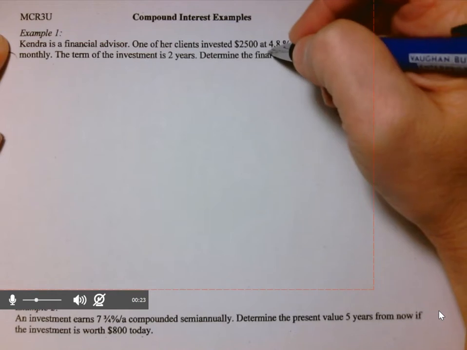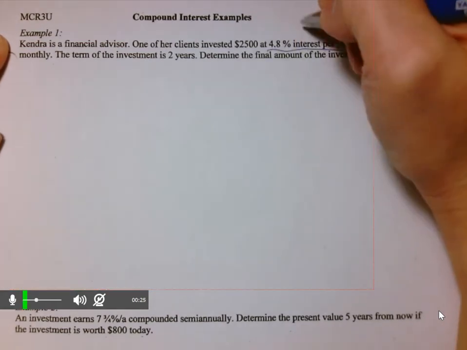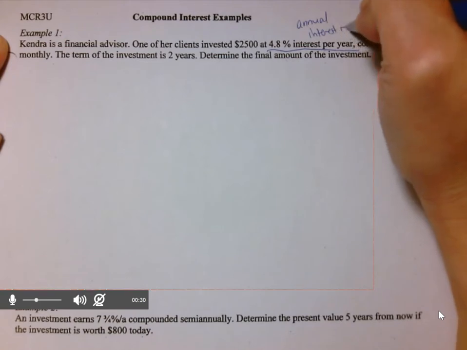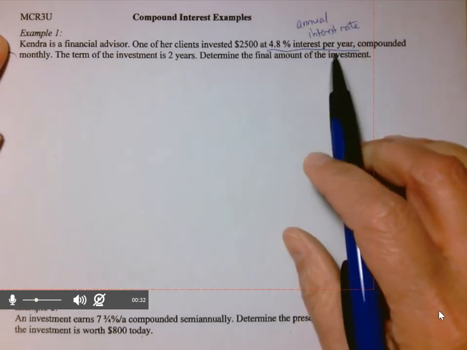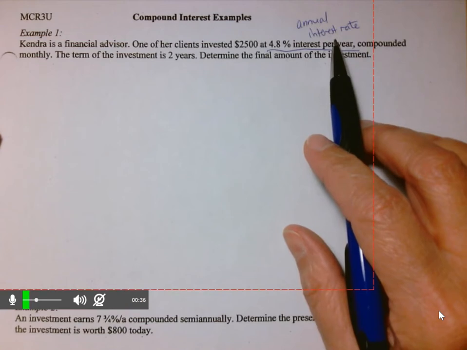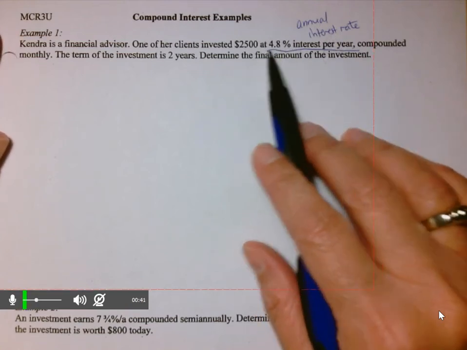So we've seen that before. But just to show you that this interest per year is the annual interest rate. And when we looked at the formula for compound interest, it wasn't using the annual interest rate, it was using the interest rate per compounding period. So this is for the whole year.